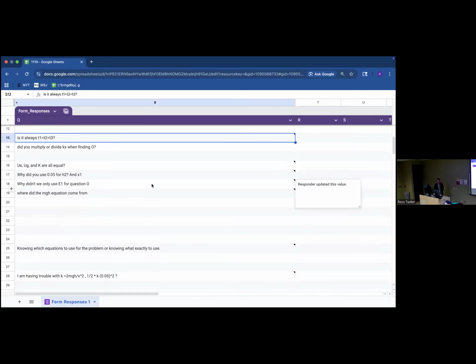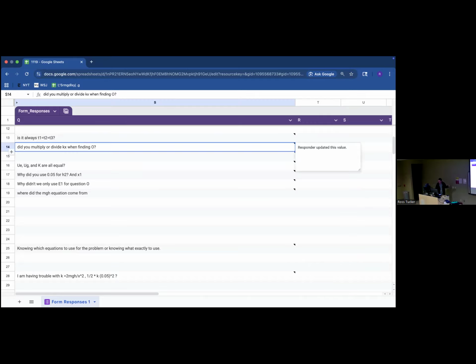Question 3, is it always time 1 equals time 2 equals time 3? No, absolutely not. What did I say at the beginning? Final energy equals initial energy plus work that's not gravity or springs. In this problem, there was only gravity and springs, so I could say all the energies are equal. Initial equals final equals later final. In general, you would have to add work done, which may be positive, negative, or 0.